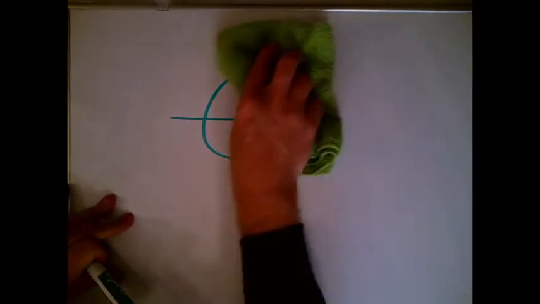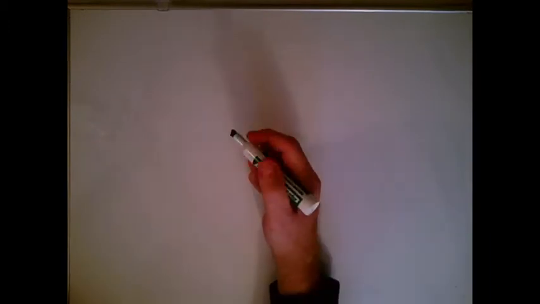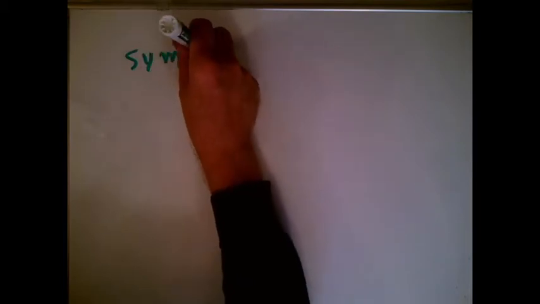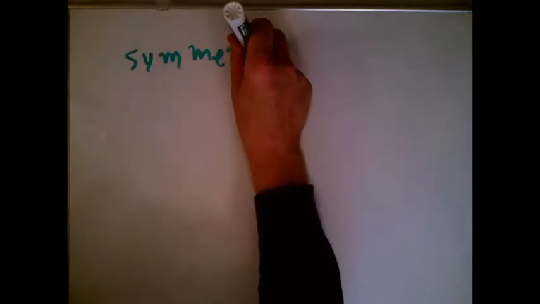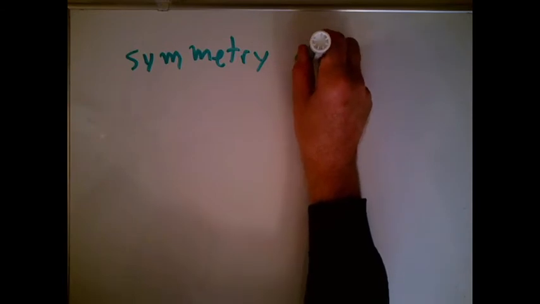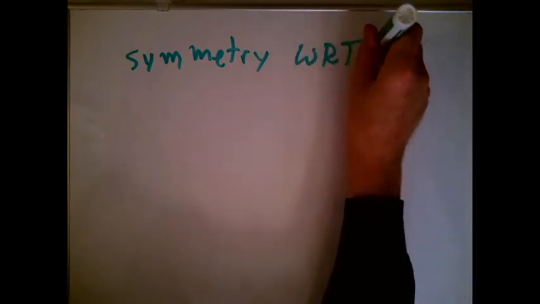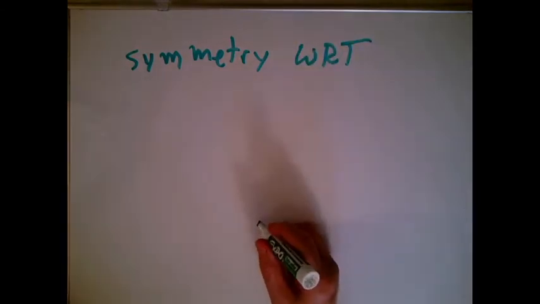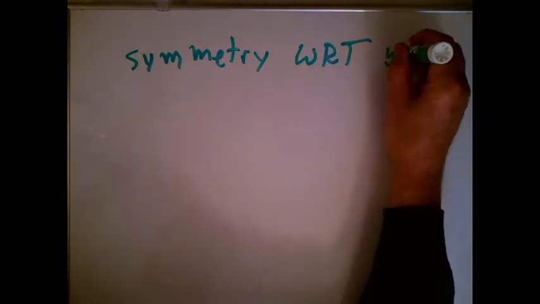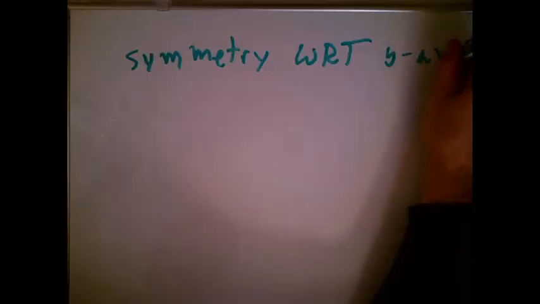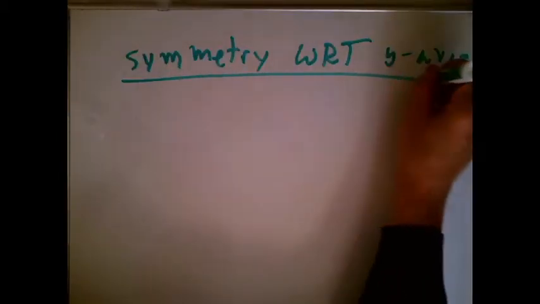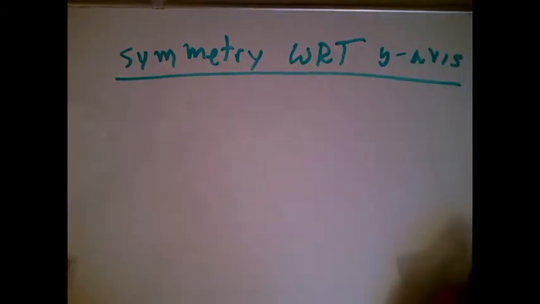There are two specific kinds that we care about in the math classes and the physics classes that come after this one. One of them is just called symmetry. Symmetry, and you're going to see these letters a lot, WRT, which means with respect to the y-axis, like that. Now, what do we mean by that?